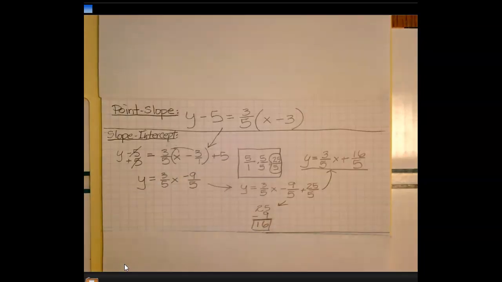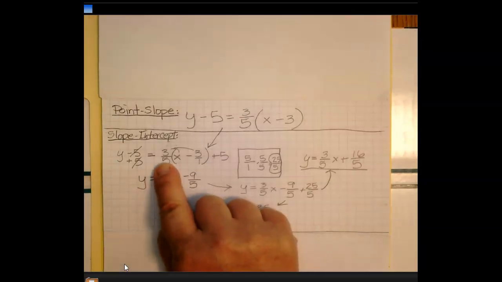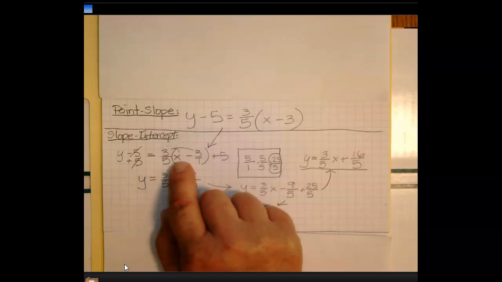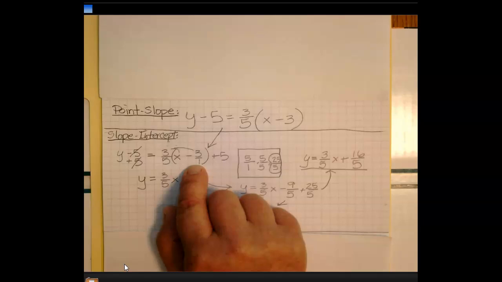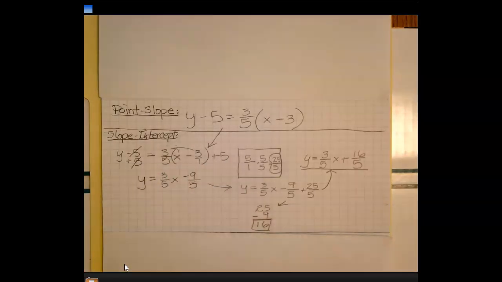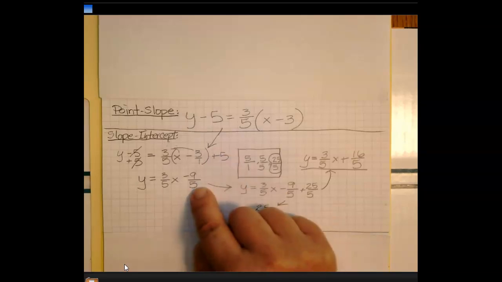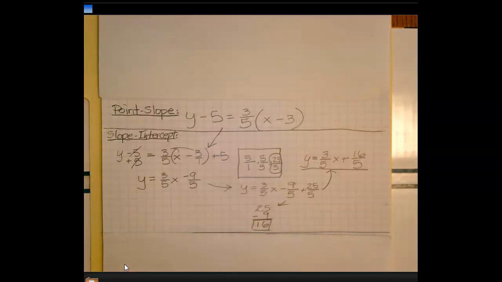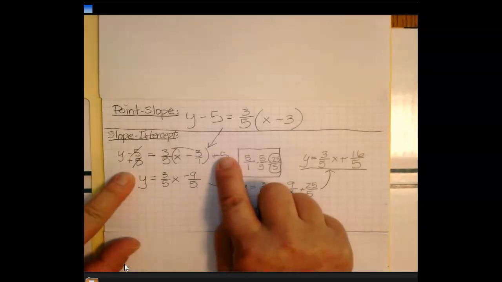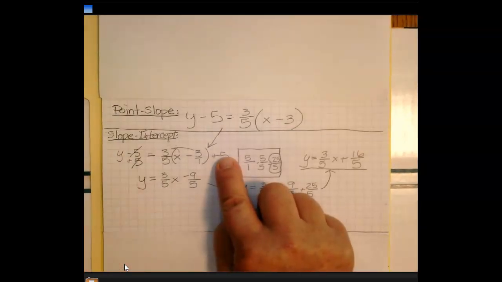Okay? Then you have to distribute this multiplication and get rid of the parentheses. And then lastly, you have to combine this number with this number. You have to combine your constants. So here you can see I've already added 5 to both sides.